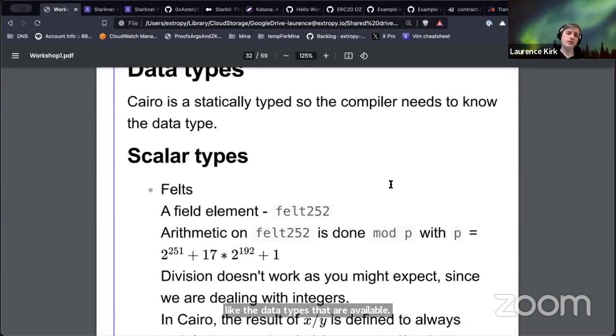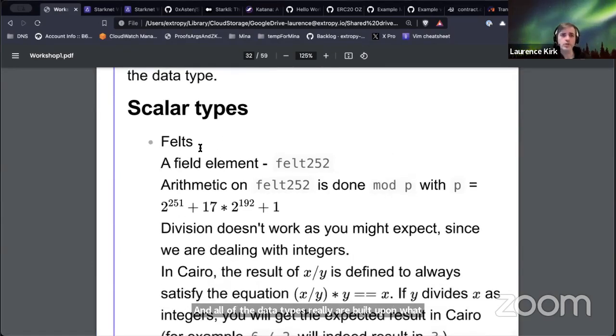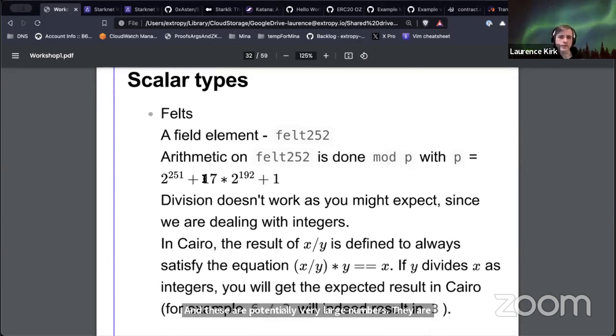And Cairo is statically typed for a start, so you have to be aware of the data types. The compiler does need to be able to work out the type of a variable. And all of the data types really are built upon what are called felts, which stands for field elements. And these are potentially very large numbers. They are 252-bit numbers, or you can see there the exact way you can work that out.